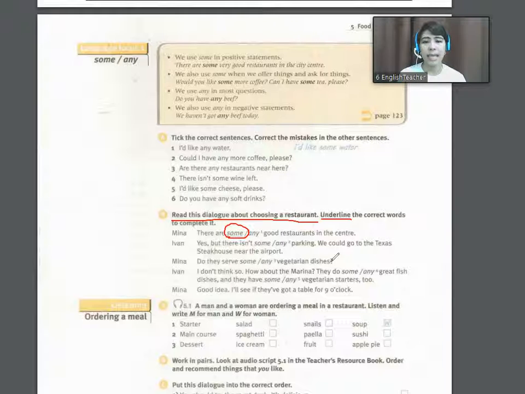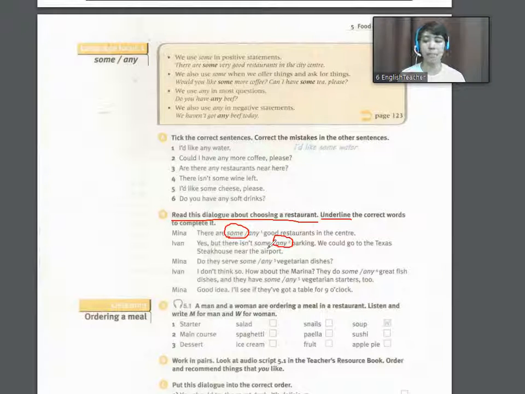Very good. Yes, but there isn't any parking. We could go to Texas Steakhouse near the airport. So the answer is isn't any. Why is your answer any? Very good, because it is a negative sentence. Very nice. Now, how about you, student A?